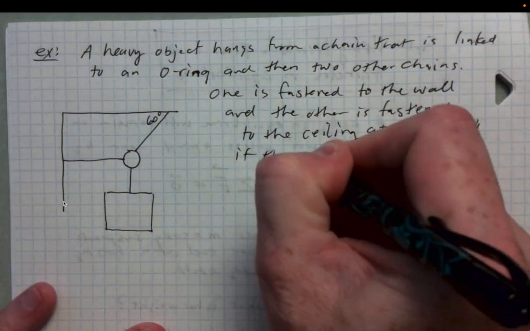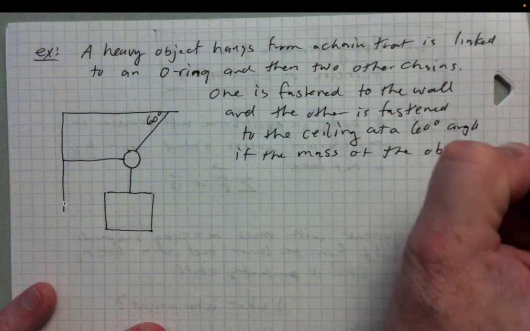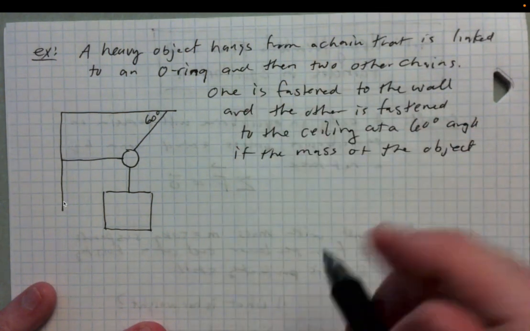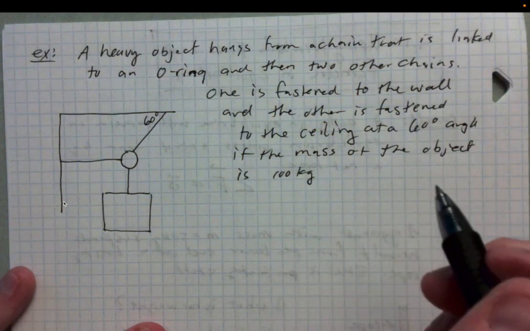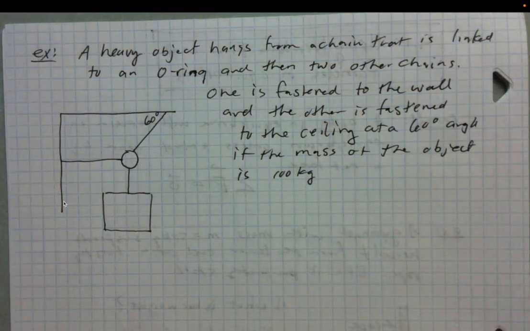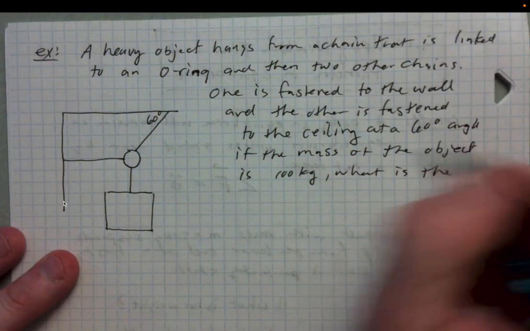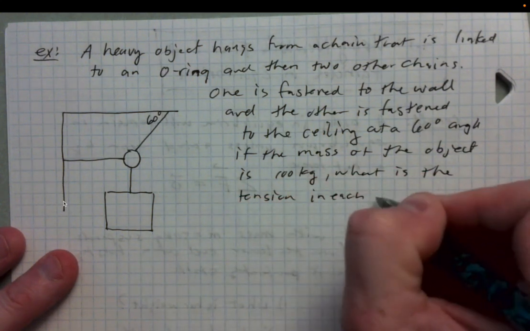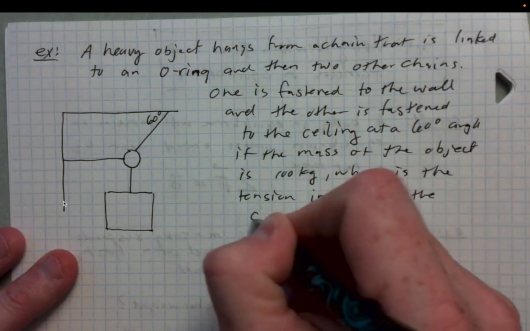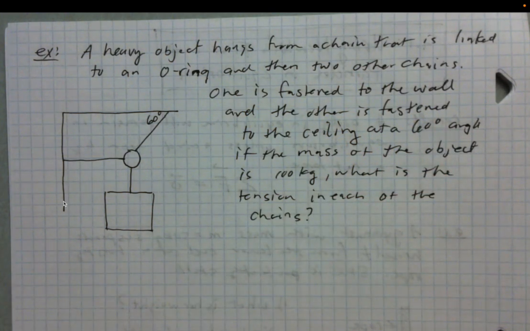If the mass of the object is 100 kilograms, what is the tension in each of the chains? Okay, so a little more involved here. The picture has to be drawn to kind of understand.